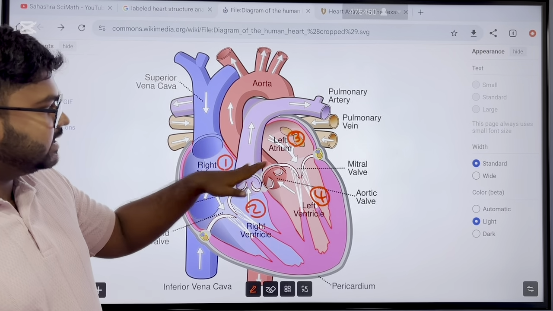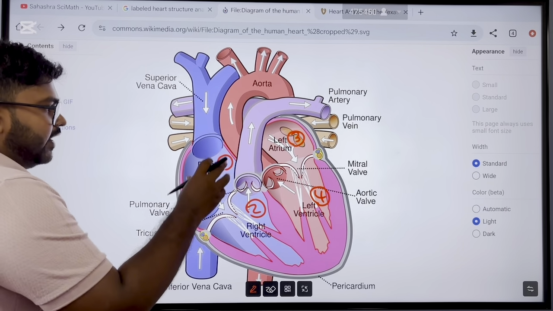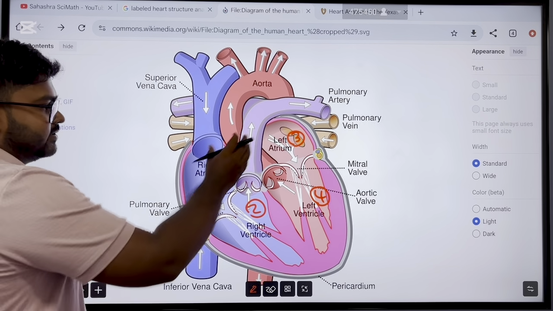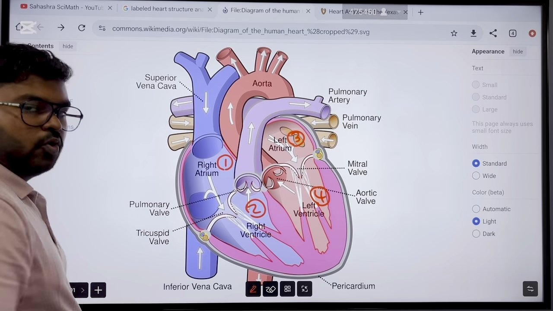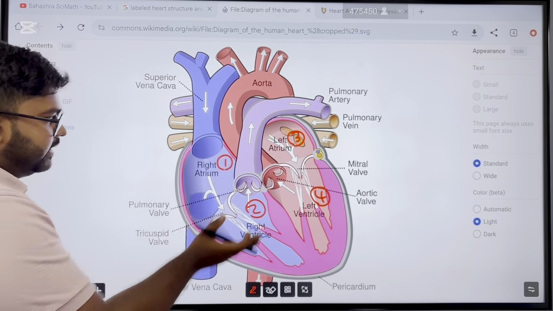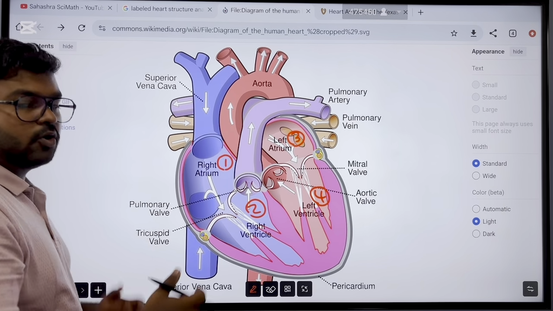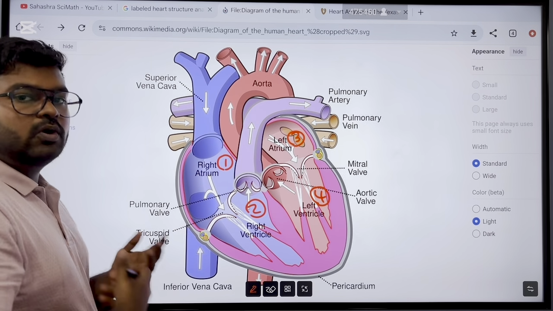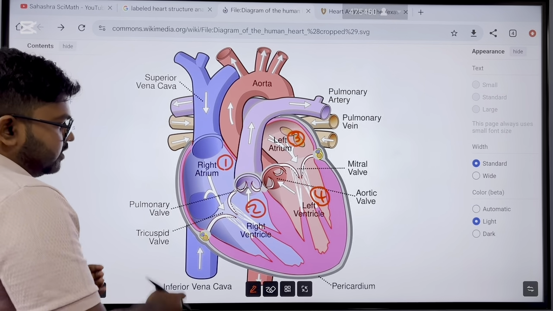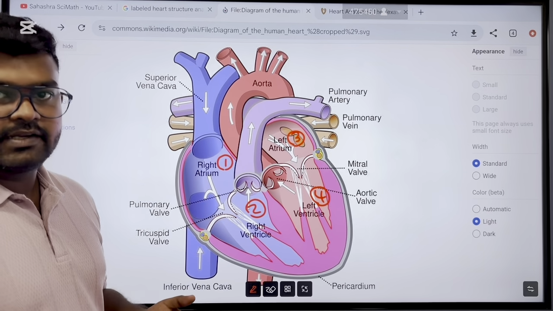So if you consider these, the atrium on the left side is called the left atrium. The atrium on the right side is called the right atrium. So the upper 2 chambers of the heart are called atria.